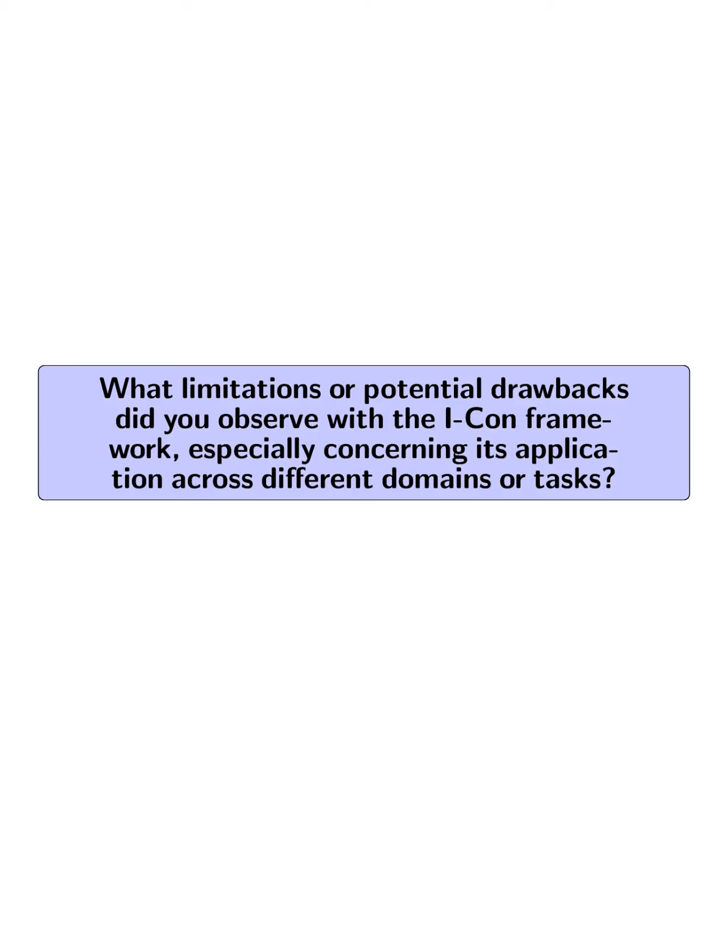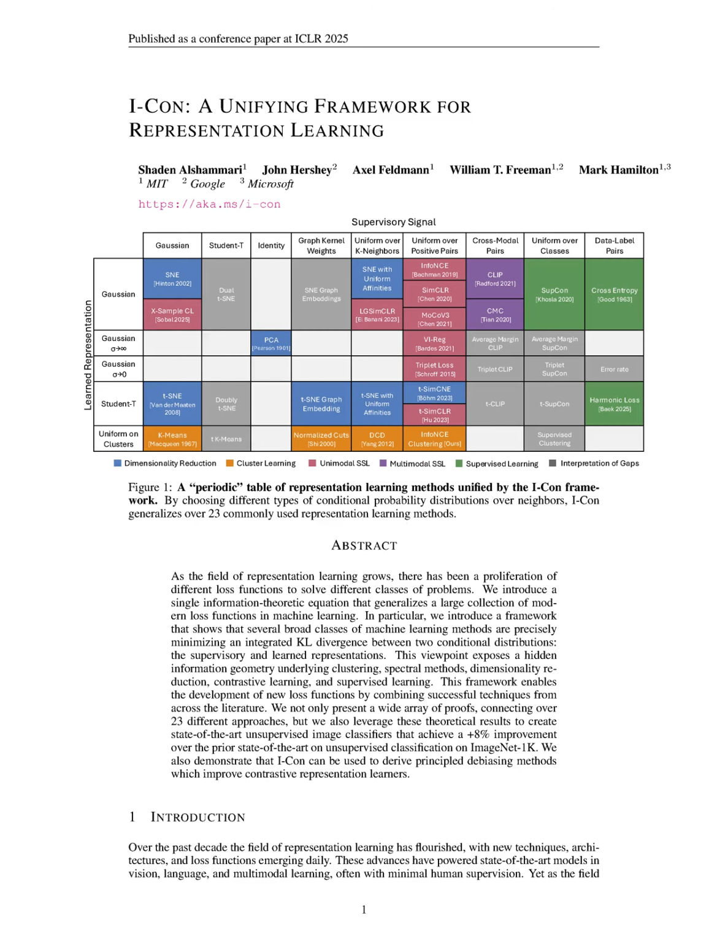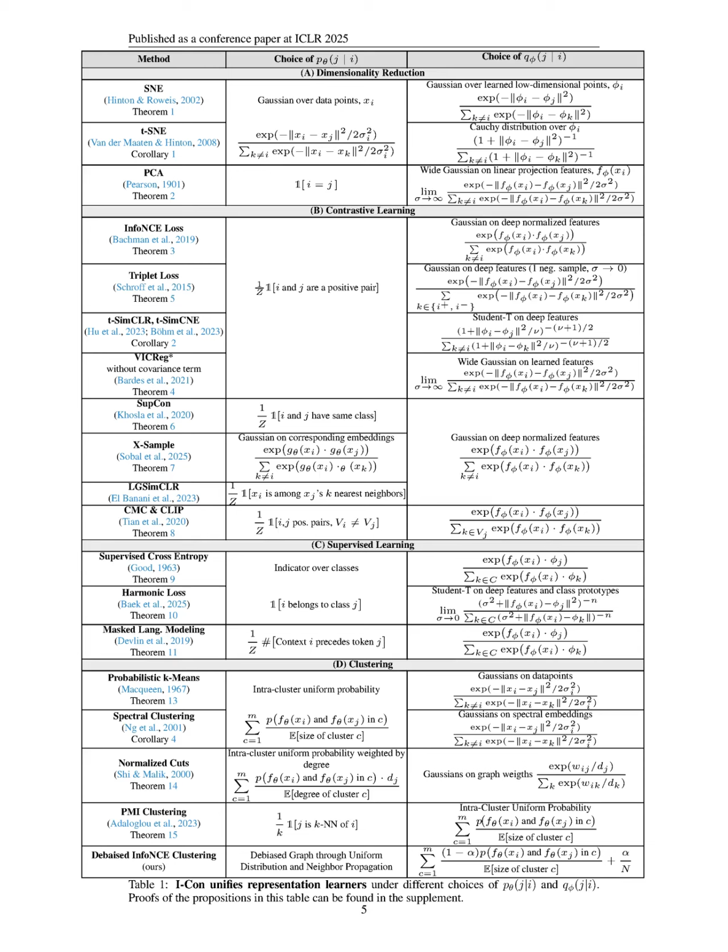What limitations or potential drawbacks did you observe with the ICON framework, especially concerning its application across different domains or tasks? The ICON framework, while unifying various representation learning methods, does have limitations, particularly in its application across different domains. One potential drawback is the challenge of ensuring that the supervisory distribution, P_ji, remains valid when incorporating additional uncertainty, as modifying it can complicate its extension to clustering or supervised tasks.